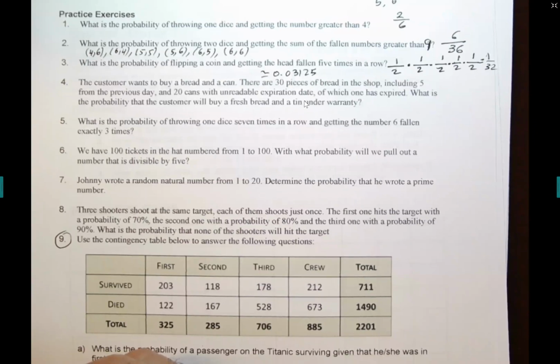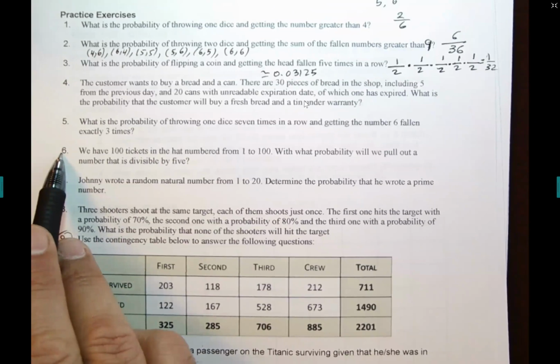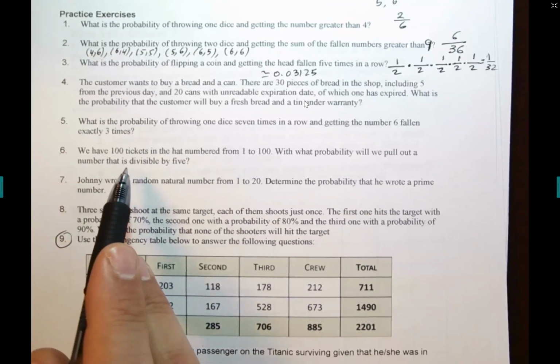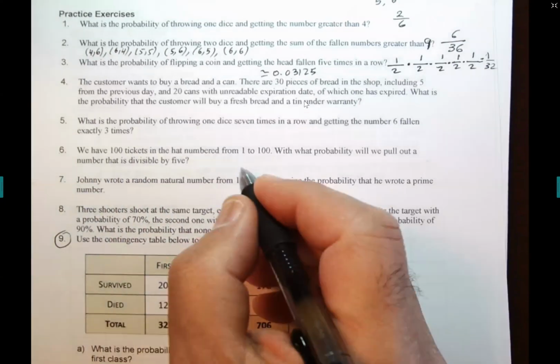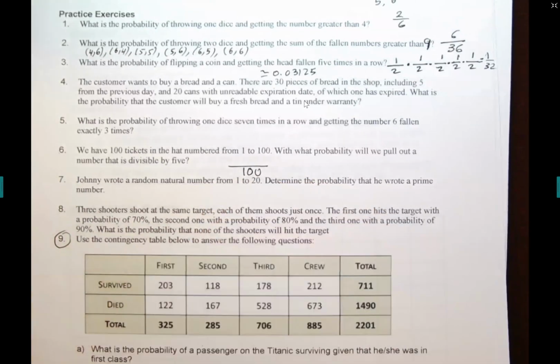Let's do number 6. We have 100 tickets in a hat numbered from 1 to 100. What's the probability that we pull out a ticket that is divisible by 5? So 100 tickets at the bottom. You would win if you get a ticket number that is divisible by 5. So you need to figure out how many numbers between 1 and 100 are divisible by 5. We need to list them. Any number that ends with 5 or 0.